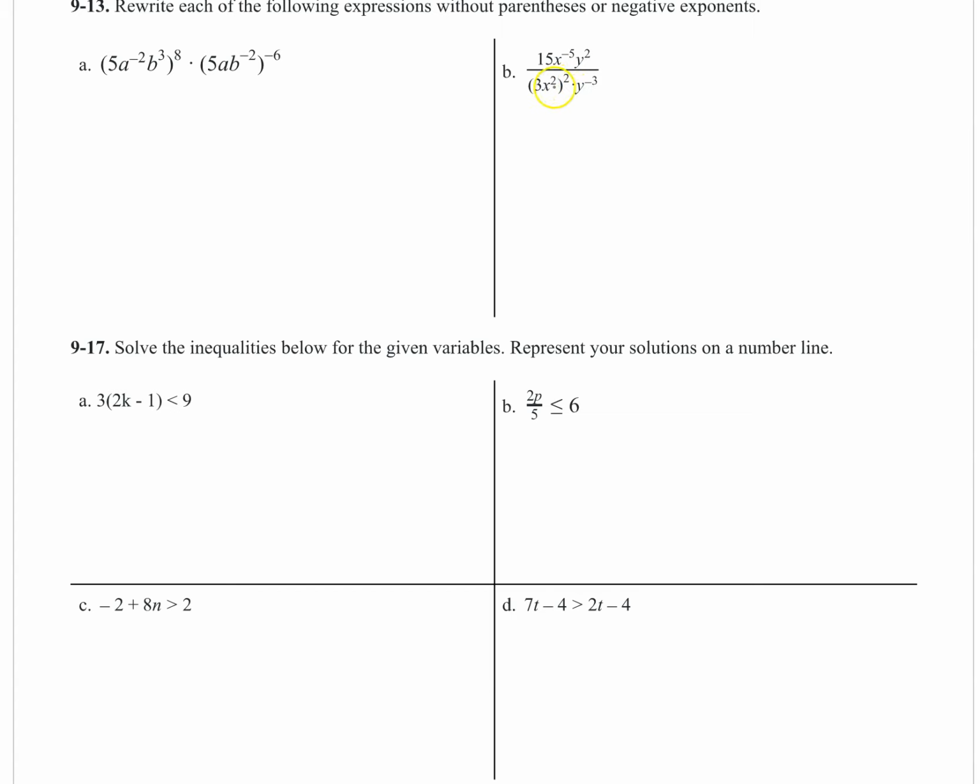For b, looking through here, I want to clear out the parentheses first, thinking about PEMDAS. Start with the parentheses. So this is 3 to the power 1, x to the power 2. All right, so I have 15, x to the power negative 5, y to the power 2, divided by a power raised to another power, multiply. So 3 to the power 1 raised to the power 2, multiply 1 times 2 for the new exponent. Then we have x to the power 2 raised to the power 2, multiply 2 times 2, and that's 4.